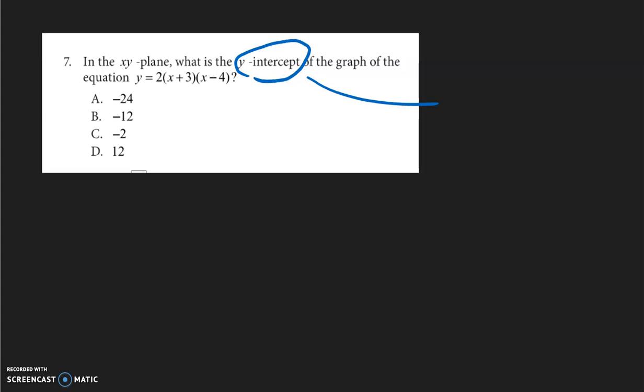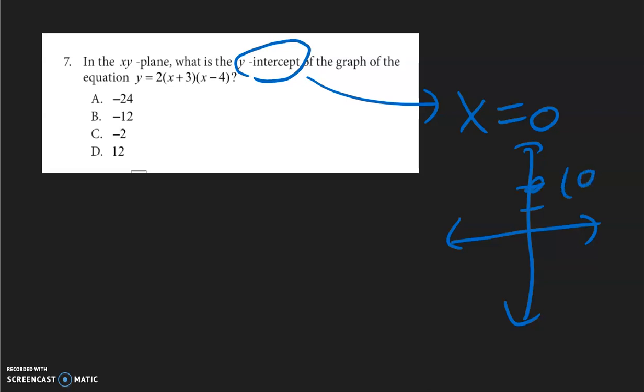For number 7, it's asking for the y-intercept. So y-intercept, that tells us that x is equal to 0. And we know that because, for example, any point on the y-axis, let's say this point over here, the coordinates are going to be 0, 2. This point over here will be 0, negative 3. So no matter where you go on the y-axis, x is always equal to 0. So we're going to use that to make this very simple. So wherever I see x, I'm going to put in 0.